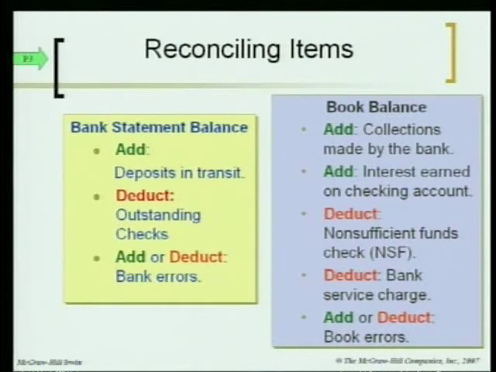So that's something that the bank knows about that we don't know about. And we have to deduct it. And there certainly could be book errors. A lot of times you will record something incorrectly. Like let's say maybe you wrote a check for $158 and you accidentally recorded it as $185. You just switched your numbers. You ever do that? Okay. You might find out about something like that when you do your bank rec.